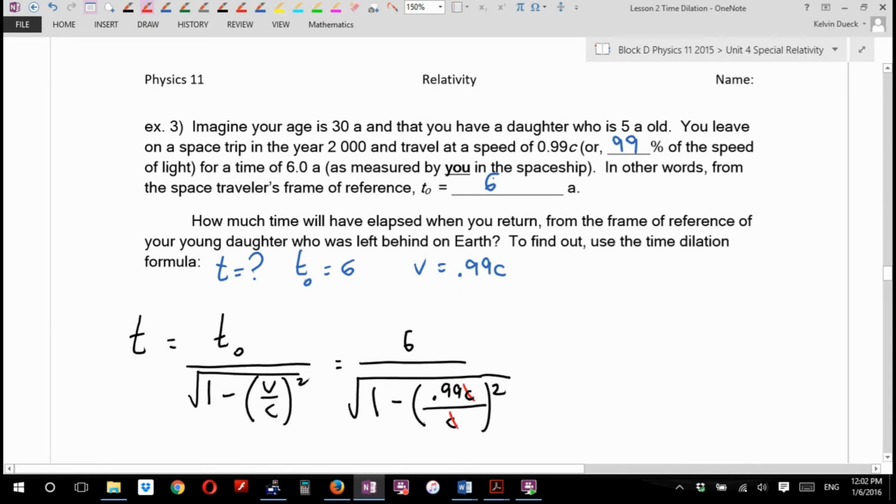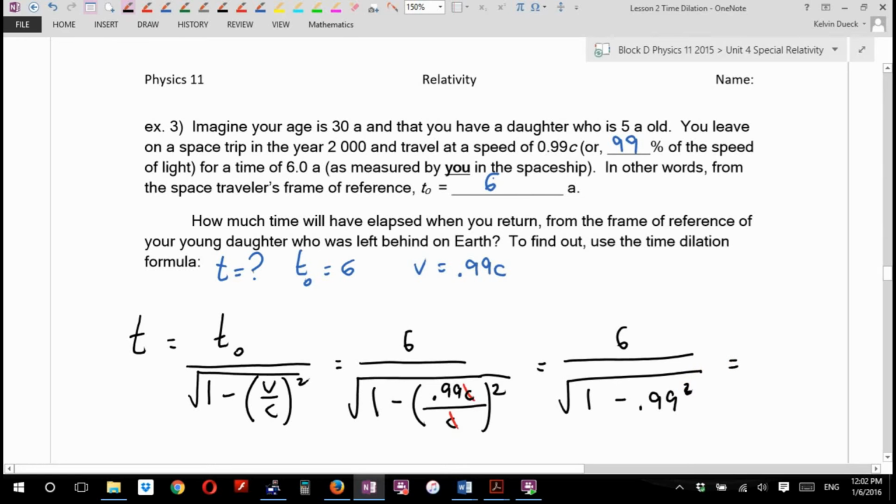That's why typically, instead of writing V squared over C squared, you'll put V over C in brackets all squared, because if you're lucky, if you do the speed as a percentage of light, the C's will cancel. In fact, what I really get is this: 6 all over the square root of 1 minus 0.99 squared.